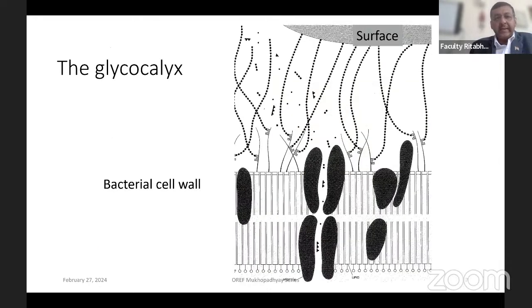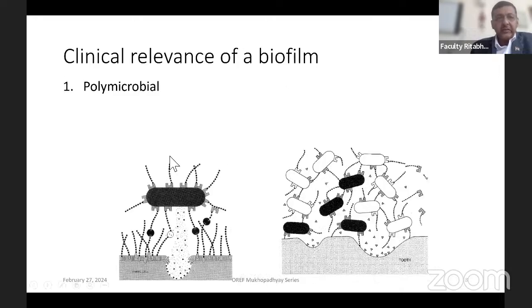Glycocalyx is, as you can see on the screen, that there is a bacterial surface, and this is the bacteria cell wall below. Glycocalyx are basically these chain-like strands, which are sugar molecules, which help the bacteria attach onto a surface. So these are the glycocalyx fibers. Once these fibers attach to the surface, what is their clinical relevance?